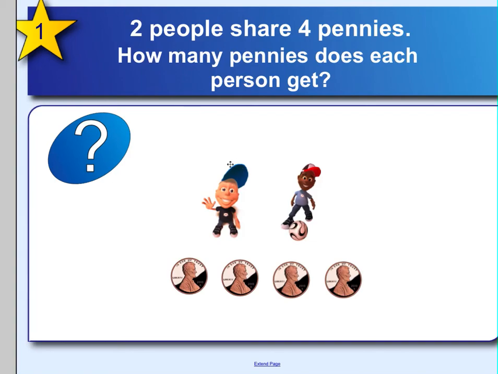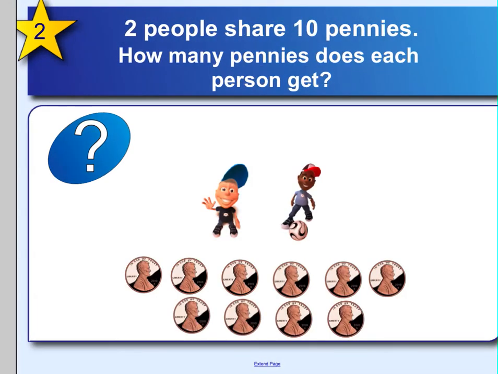So the first one is these 2 boys share a total of 4 pennies. So how many pennies does each boy get? You can go on and you can see now there's 2 boys still, but now they're sharing 10 pennies. So how many pennies would each person get? When you have a chance to finish all of those quizzes, you'll have a chance to go through and do a practice book page to see what you know.